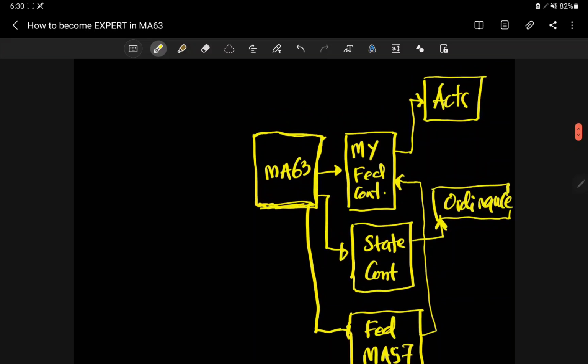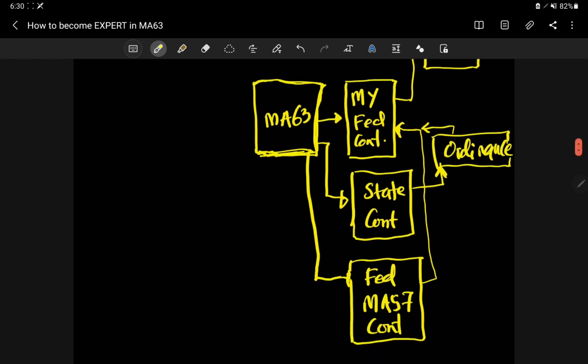So all our ordinances must be consistent with the state constitution, and they must also be consistent with the federal constitution, and in the end it will lead you back to the Malaysia Agreement 1963. So where the ordinance comes from, it must also be consistent with MA63. So you can see the relation there, the flow there.